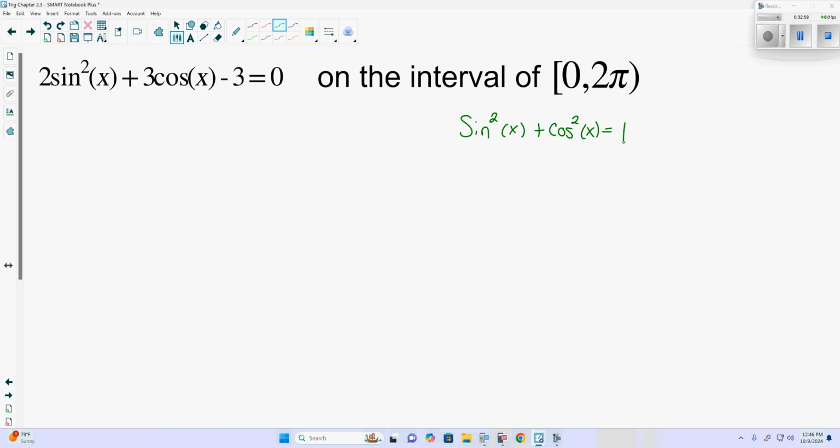And the reason I say that is because if we want to do this in terms of sine, I have to find a way to turn 3 cosine of x into sine. That might be a little bit more to it. But sine squared plus cosine squared is equal to 1. Or our other one that we had was that sine squared of x is equal to 1 minus cosine squared. So that means that I can replace this sine squared with what?